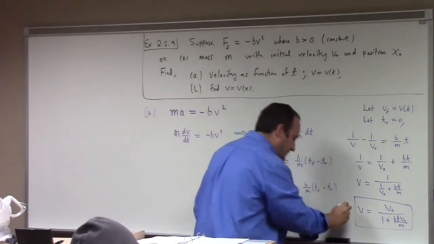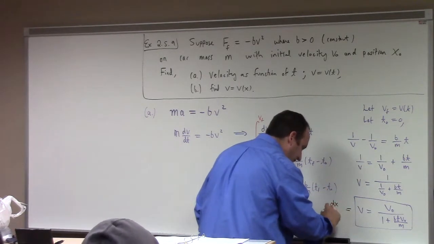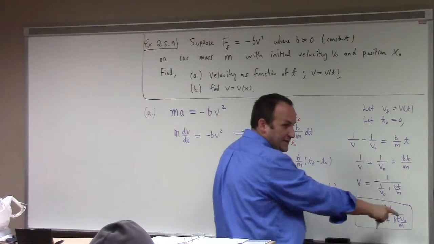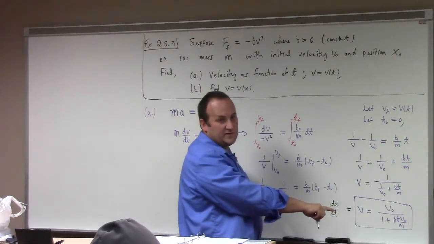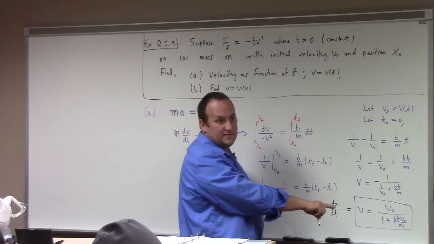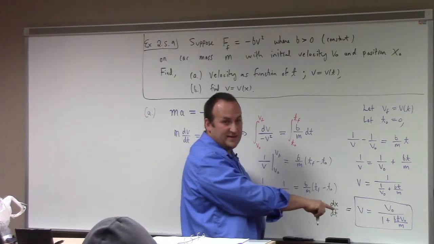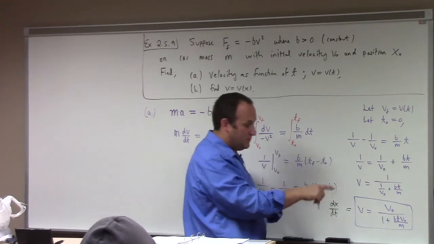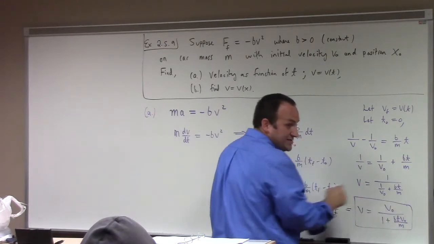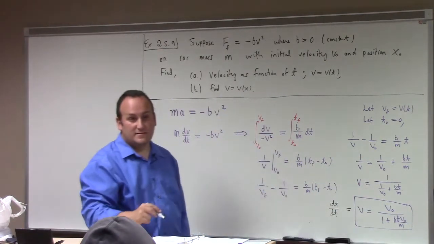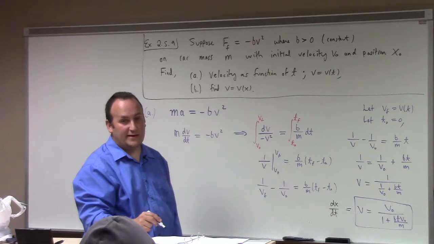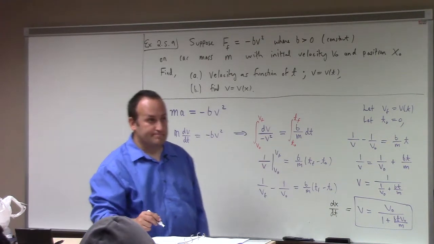You could, in principle, say that this is equal to dx dt. You could then integrate this equation. That would give you x as a function of time. You could then take that equation and solve it for t as a function of x. You then take that t of x and plug it back into here. That would give you the velocity as a function of position. What I'm about to do is way easier than what I just said.